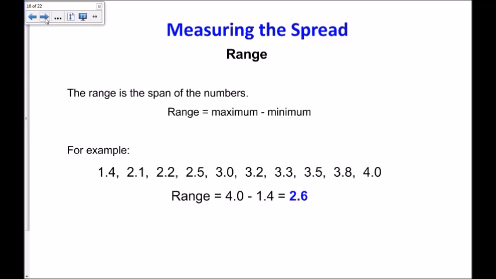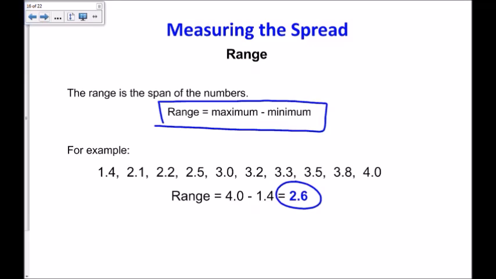There are several ways to measure the spread. The first way is called the range. Now the range is the span of numbers. It is found by taking the maximum number, the biggest number, and subtracting the smallest number. So in my data of GPAs, the range is 4.0 minus 1.4, which gives us 2.6. That is the range, the span of numbers in this data set.